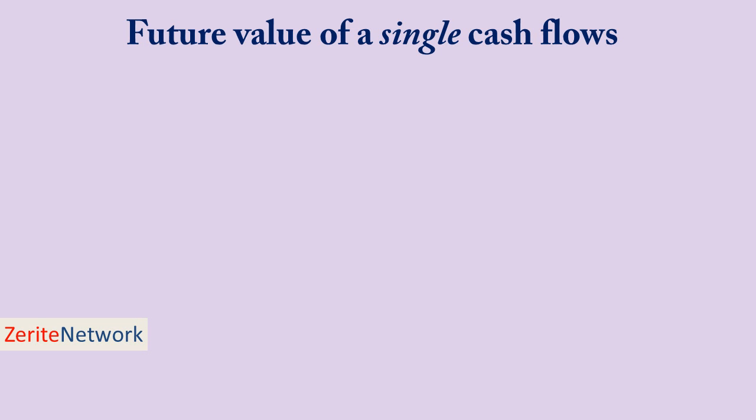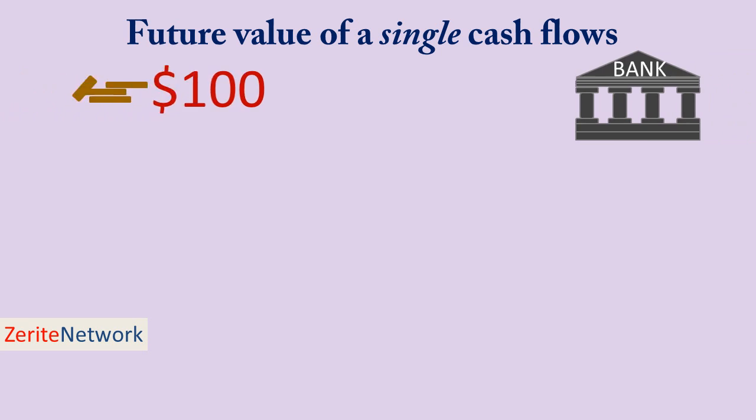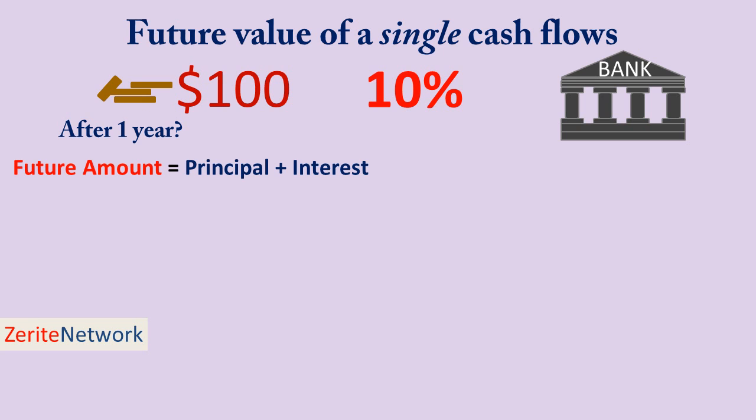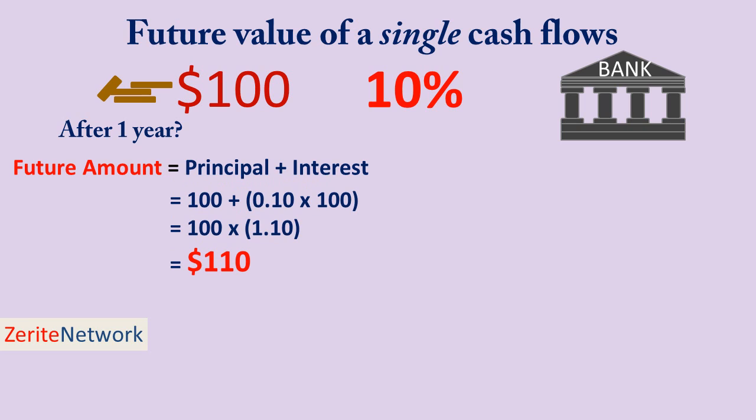Let's start with future values of a single cash flow. Supposing you have $100 deposited in a bank at 10% interest, what will you get after 1 year? Future amount is equal to principal plus interest. So in this case, the $100 plus 10% of that, which will give you $110.